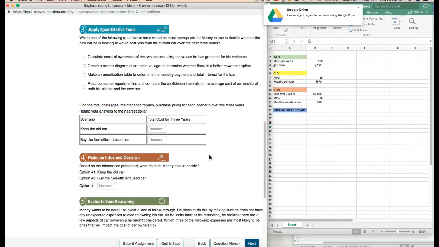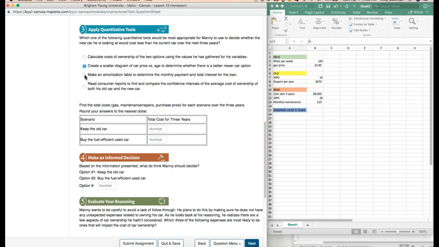The next one, create a scatter diagram of car price versus age to determine whether there is a better newer car option. Okay, so between these two so far, I was just going to read through them all, but let's talk about them. The first one, we have an input with our 2 options. We get an output, which will be the total cost, and we can compare them. That sounds pretty reasonable. The next one, I'm not looking at another better newer car. We're just looking at these 2 cars, and for a scatter diagram, we need lots of different information, two sets of information, and then combine them with lots of data points. So that one's not going to help me because I'm looking at these 2 cars.